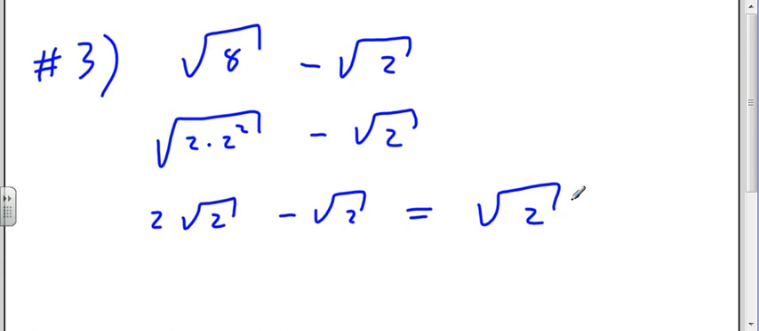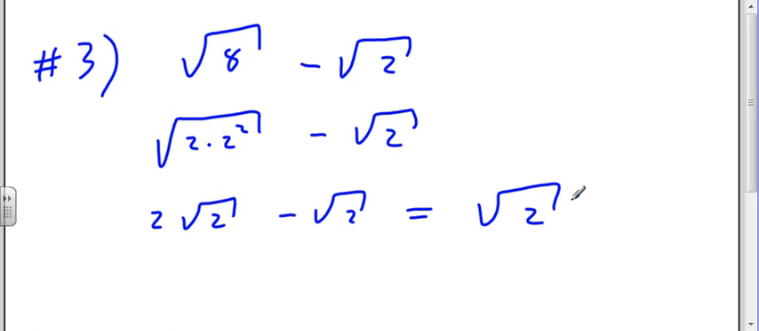So in your calculator, you could have put in square root of 8 minus square root of 2. It's going to give you the square root of 2 back. So I'd run to the calculator. Does it do that? Did you try it, Wyatt? Yeah, exactly. So it'll do that for you.